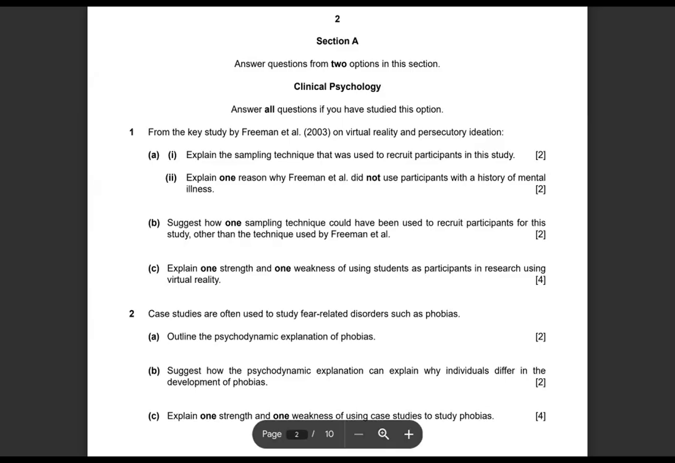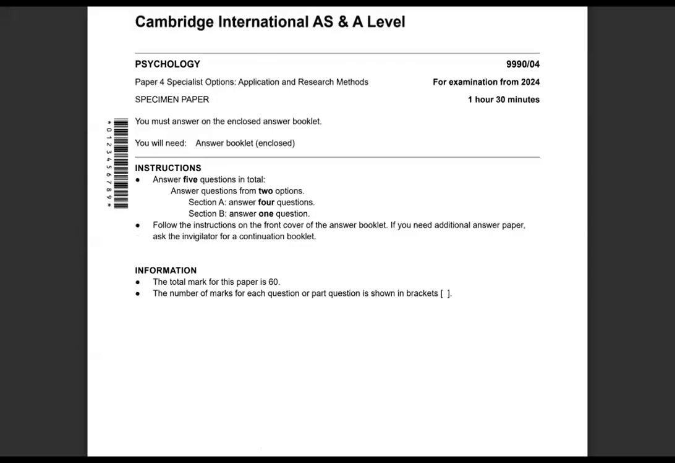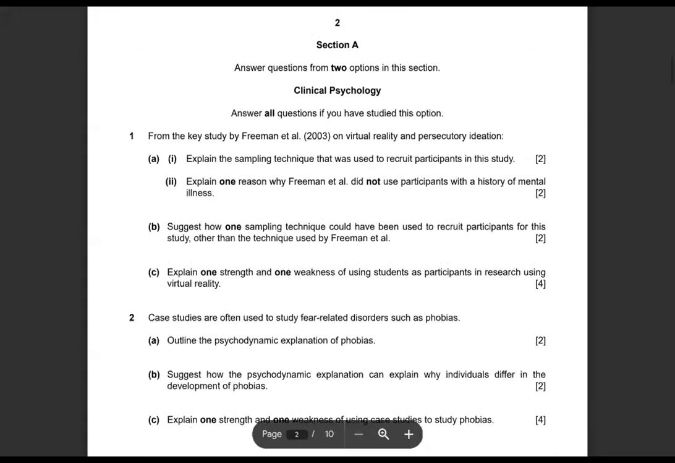So that basically means for section A, you will be attempting 2 questions for clinical and 2 questions for health, which in total means you're attempting 4 questions in section A. And if you look up at the instructions, you will see over here, it clearly mentions answer questions from 2 options. Section A, answer 4 questions. So this is why it says 4. 2 from clinical and 2 from health, assuming those are the modules that we are attempting. Now, how many marks are these 2 questions for? How many marks is section A for?